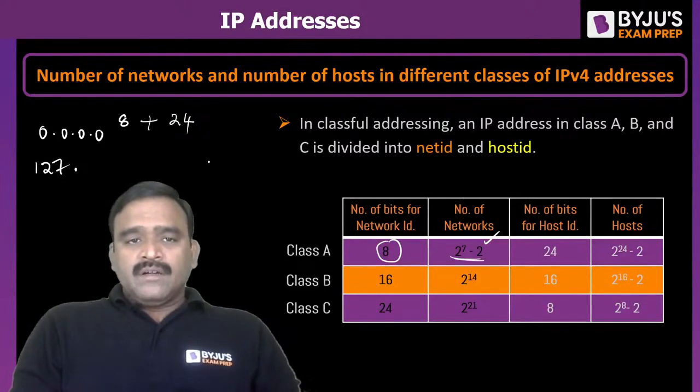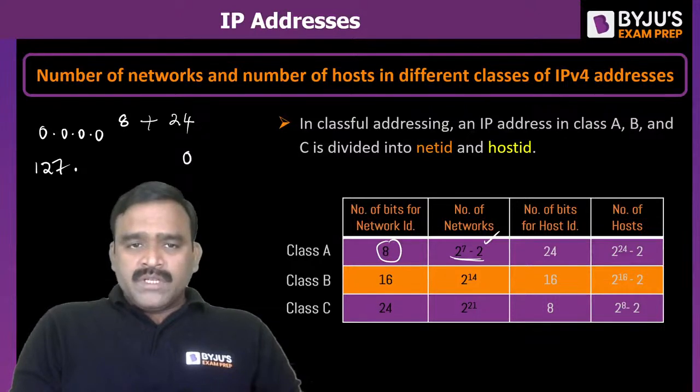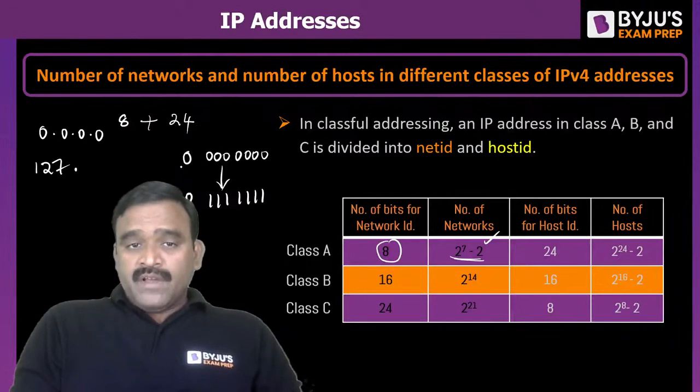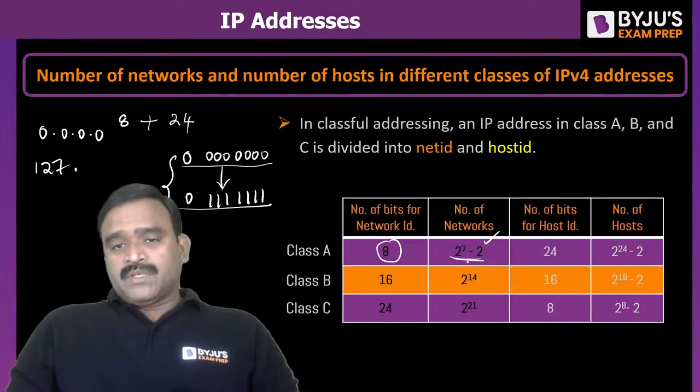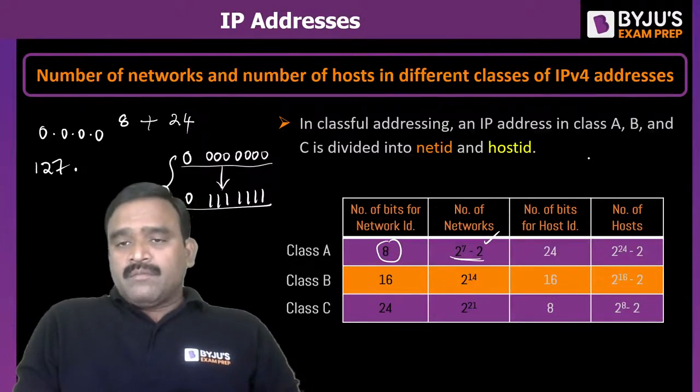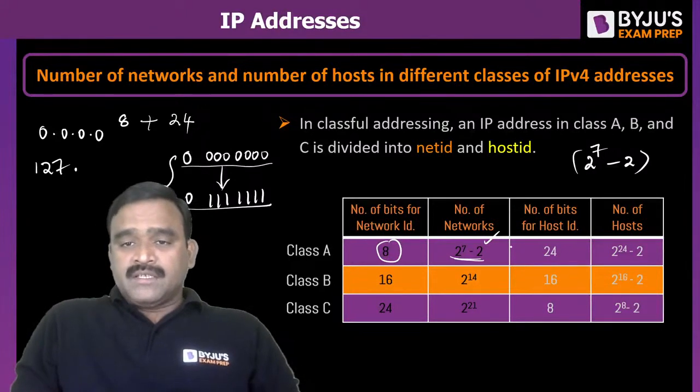So actually, using the leftmost bit 0, we can have the combinations for class A like this: 7 bits zeros to 7 bits ones. This is the range of class A in the leftmost octet. So this value is 0, this value is 127. But 0 and 127 are excluded because they are for special purposes. That's why 2 power 7 minus 2 is the number of networks in class A.